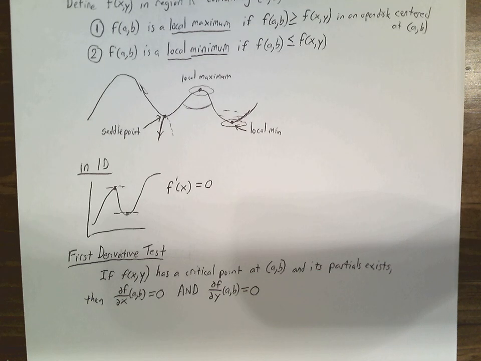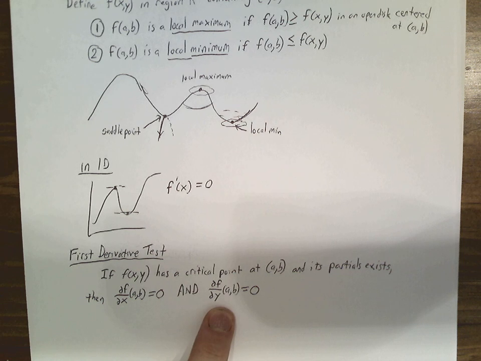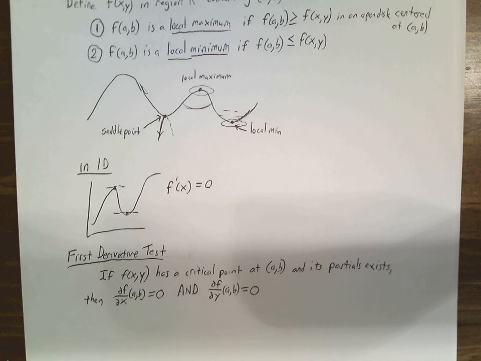So we can find the critical points of a function in x and y by looking at its partials and finding what values a and b make both of them 0. We need both of them to be reaching this kind of zero slope regime to say that there is a critical point there. So let's see how that works.